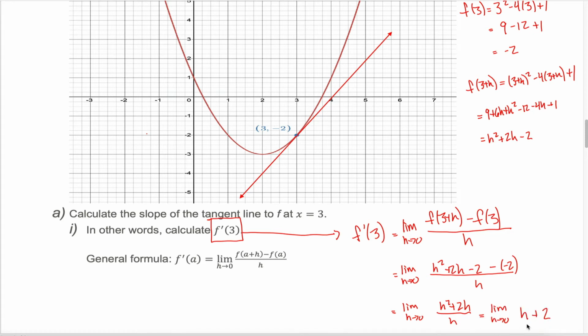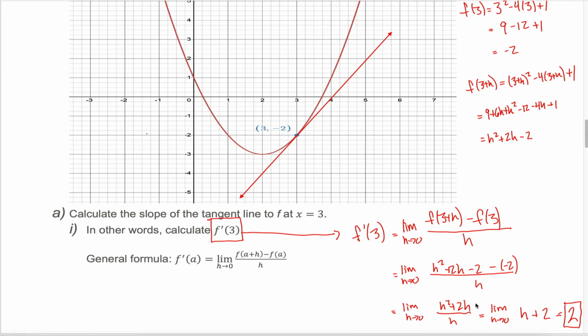Note that this limit over here is really easy to calculate, right? The limit as h approaches 0 of h plus 2 is just equal to 0 plus 2, or 2. The reason why is h plus 2 as a function is continuous at the point where h equals 0. But this expression over here as a function is discontinuous at 0. So evaluating this limit is a lot more challenging than evaluating this limit.